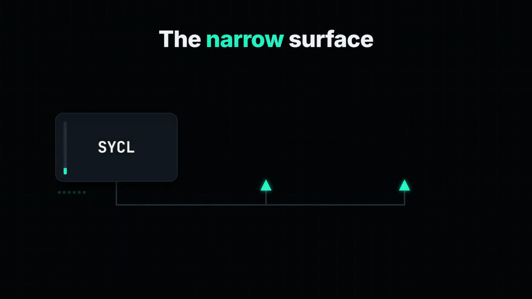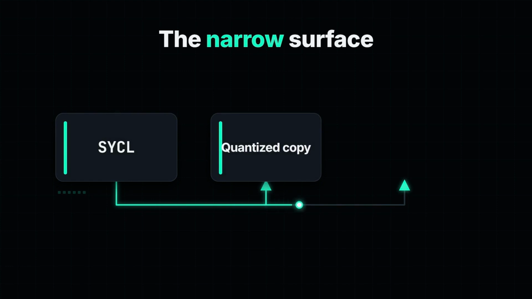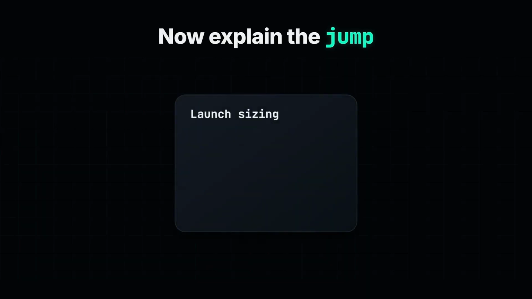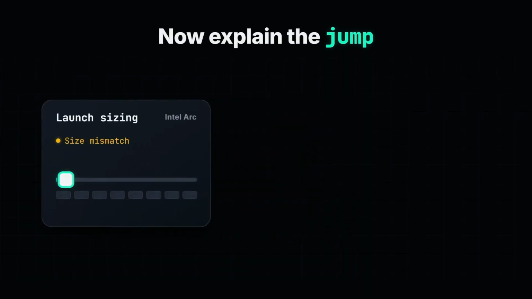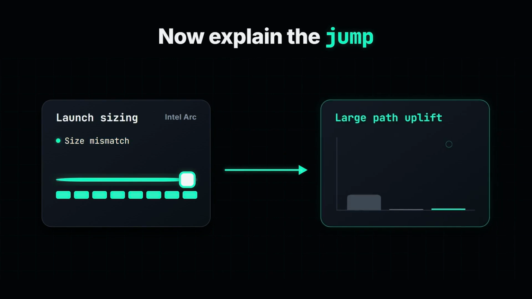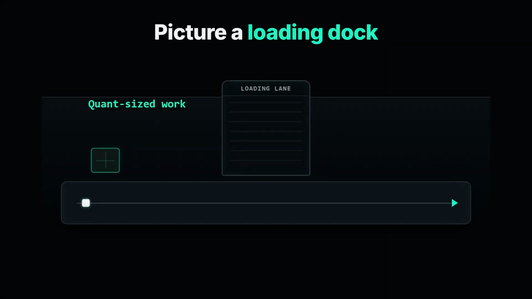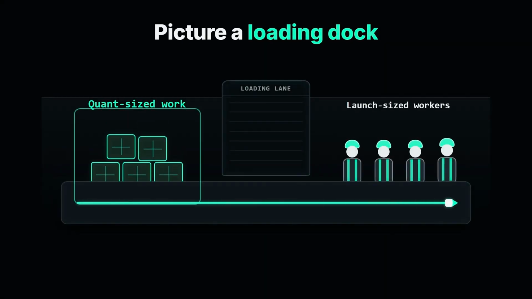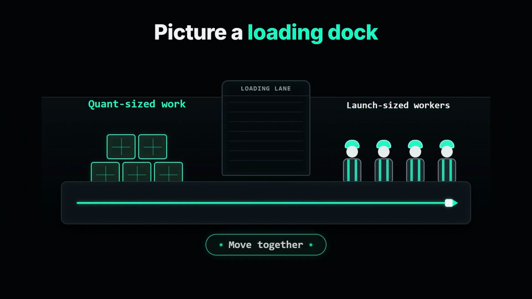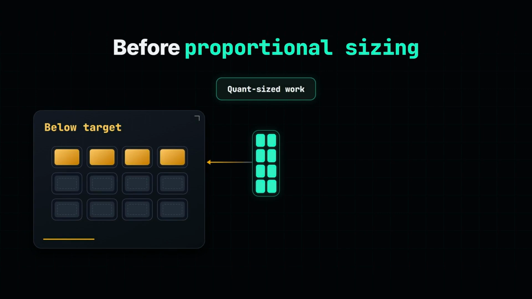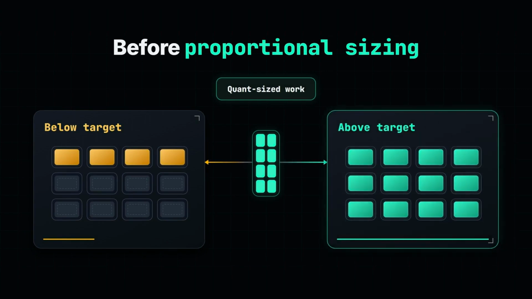A backend is llama.cpp's route for running work on particular hardware. This claim covers the SYCL backend's quantized copy path. Picture a job sized for many workers, but launched with the wrong worker count. The fix aligns launch size with work size. Imagine quant-sized work arriving at a loading dock. The worker groups should grow or shrink with that load. Without proportional sizing, the launched worker count can sit below or above the amount implied by the job.